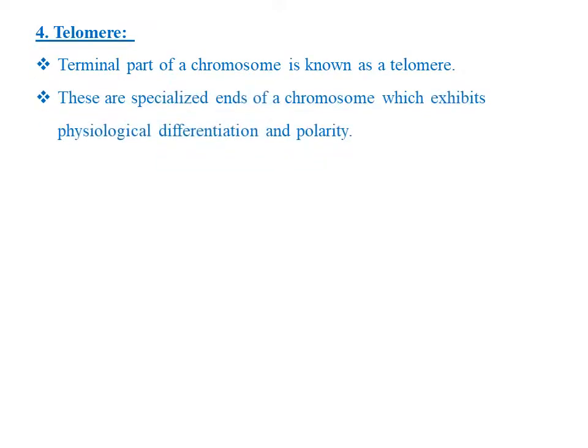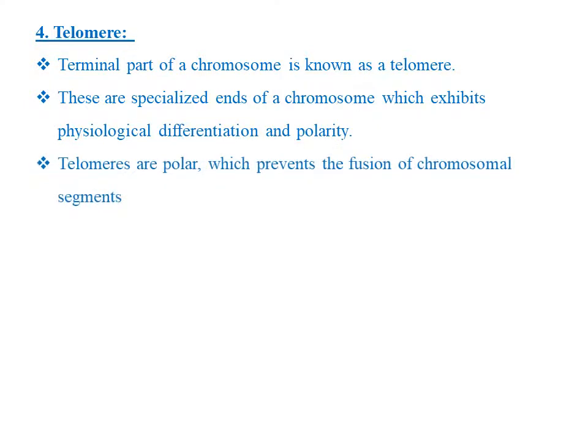The telomere is the terminal part of the chromosome. These are the specialized ends of the chromosome which exhibit physiological differentiation and polarity. The telomeres are polar, which prevents the fusion of the chromosomal segments. If the chromosome breaks, the broken ends can fuse with each other due to the lack of the telomeres.